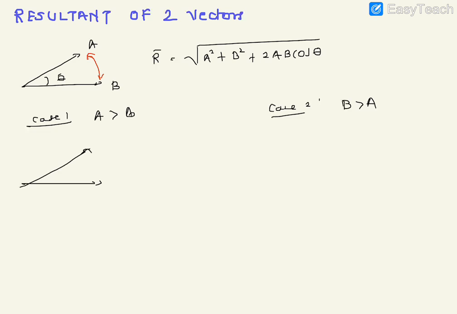Let me redraw the structures. A, B, A, B. Now my resultant will be more towards the side of A, and over here my resultant will be more towards the side of B. Okay, so this is something you can also understand intuitively how this comes along.